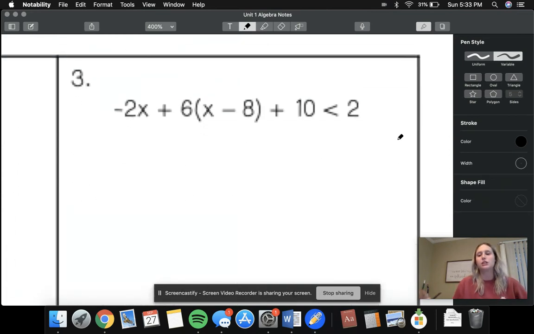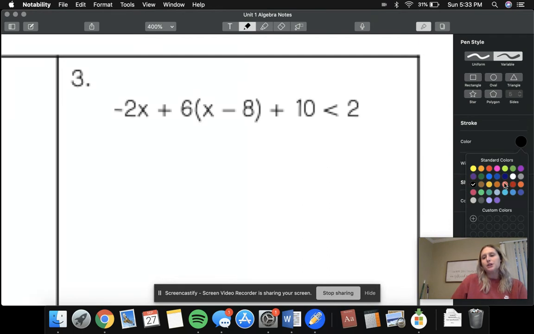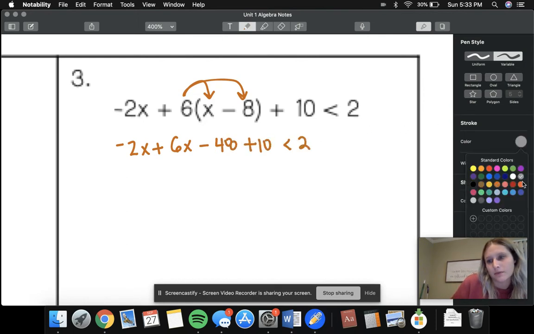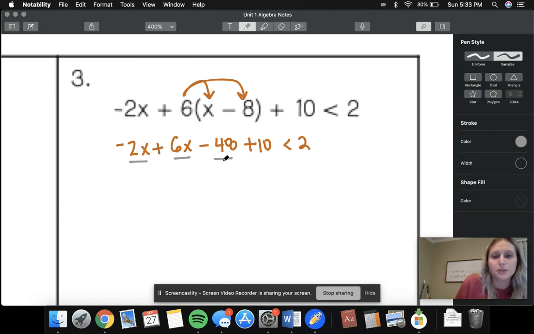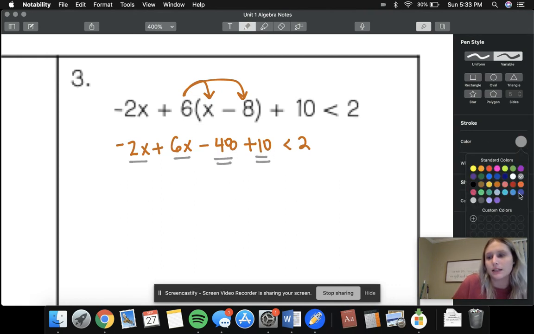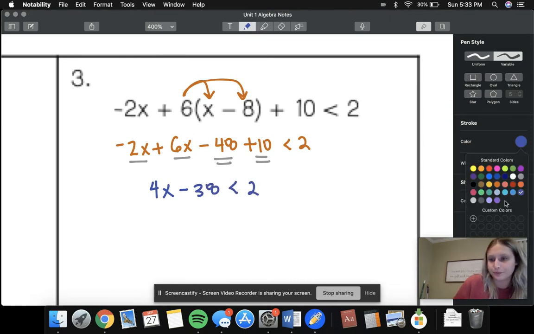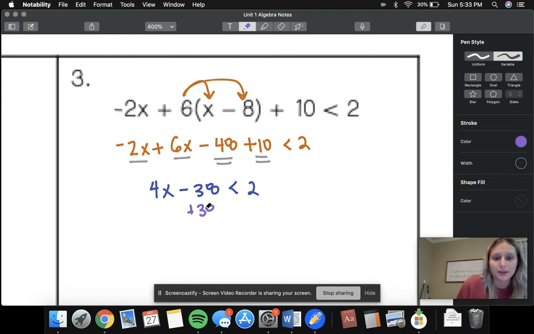All right, this problem has distributing and combining like terms. So we are going to do that. So first we will distribute 6 times x, 6 times negative 8. Then we will combine like terms. They are on the same side of the inequality sign, so we can do that. We get 4x, negative 38 plus 10, which would be negative 38. That is still less than 2. Then we will add 38.